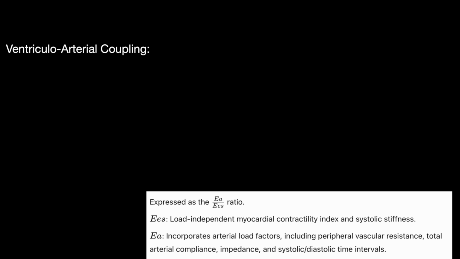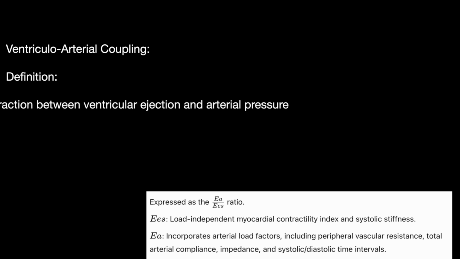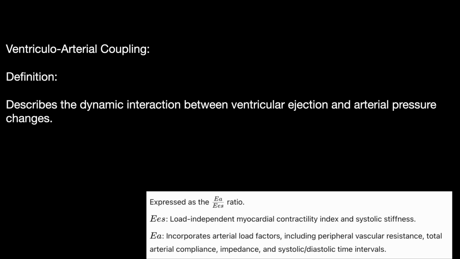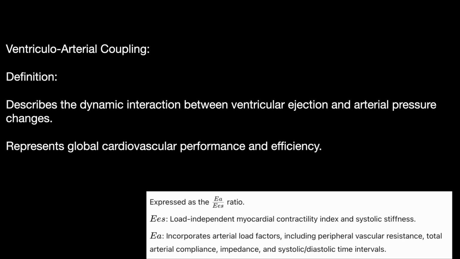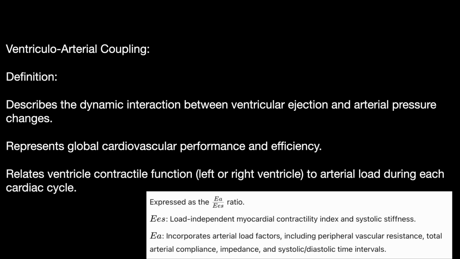The next is ventriculo-arterial coupling. This is defined as the dynamic interaction between the ventricular ejection and the arterial pressure changes. It represents the global cardiovascular performance and its efficacy. It relates the ventricular contractile function, left or right, to the arterial load during each cardiac cycle. It is given by this formula, that is Ea by Ees.